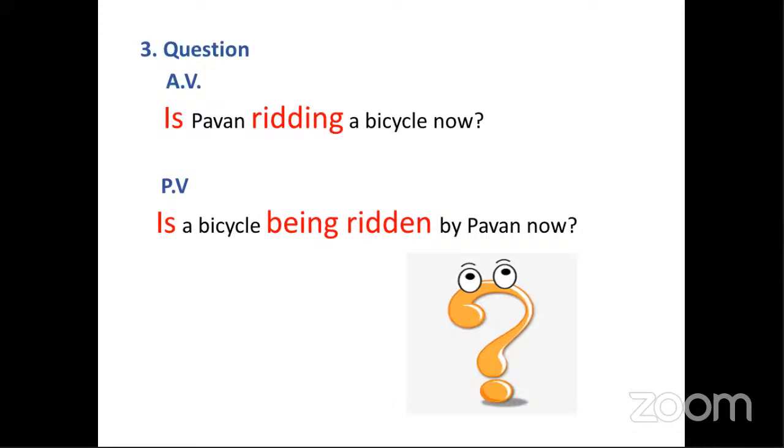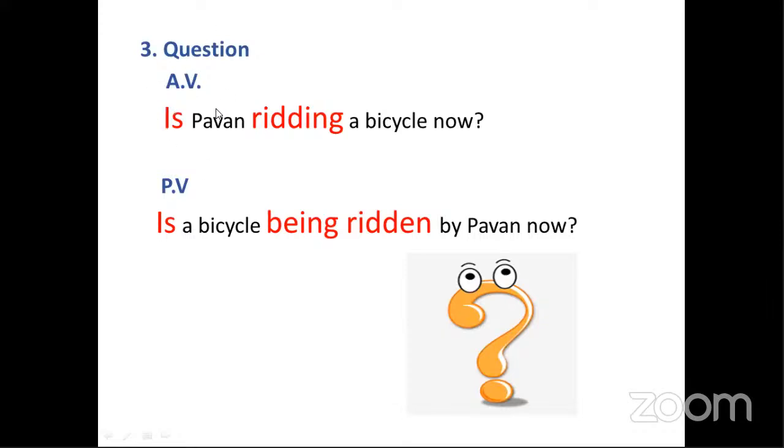That is the question form, right? Normally we are going to ask certain questions, right? So we want to use this question form, right? Is Pavan riding a bicycle now? You want to confirm whether he's riding or not, right? So how are we going to write? We'll move on to the active voice first.